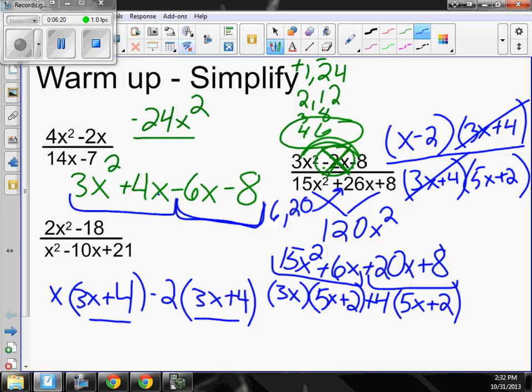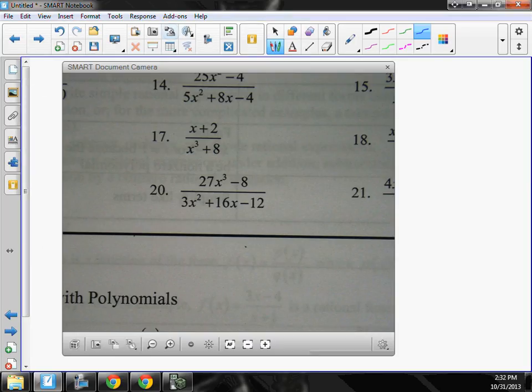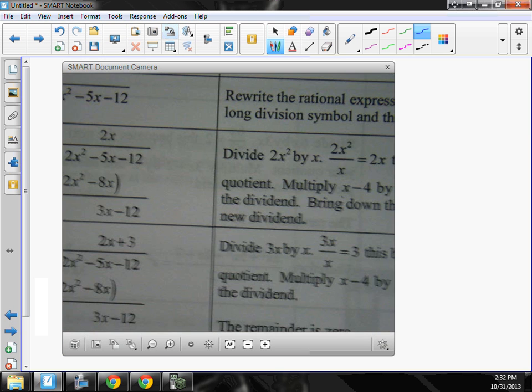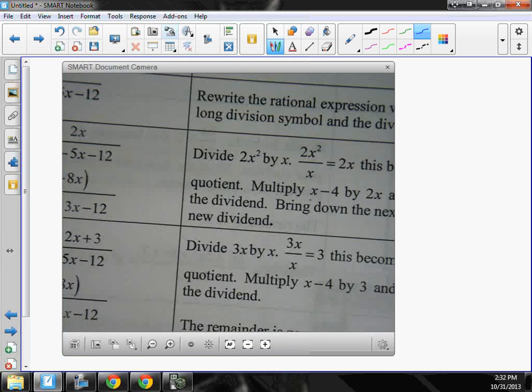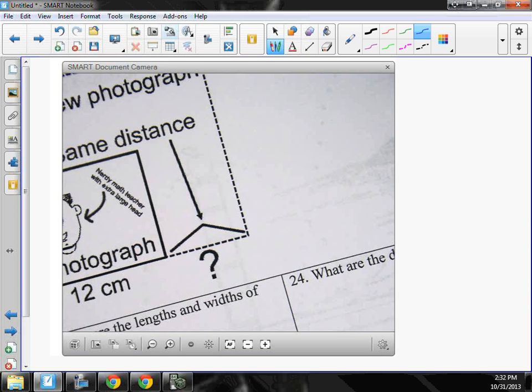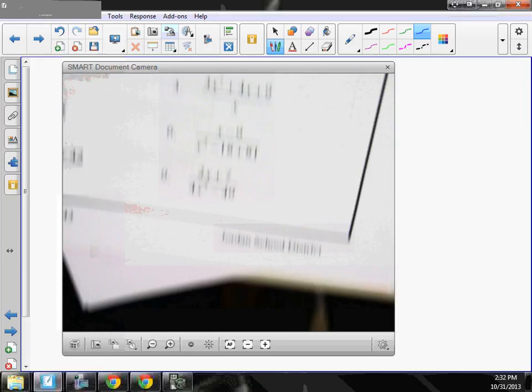All right. So I want to go over one problem, the one we skipped yesterday. Look at number 9. We're on page 43.